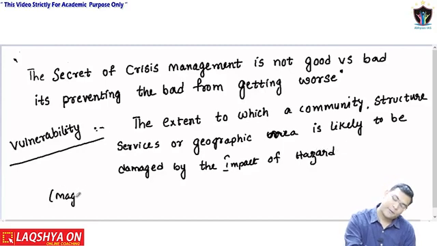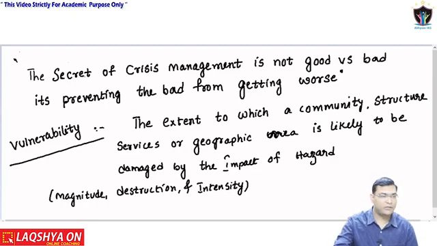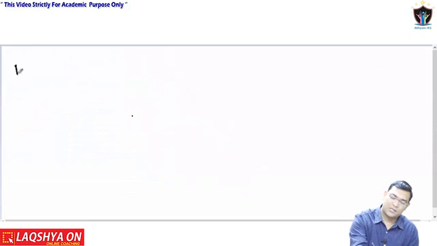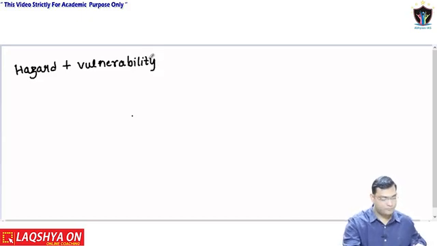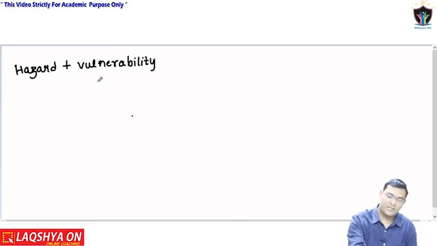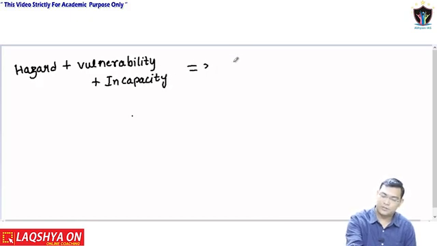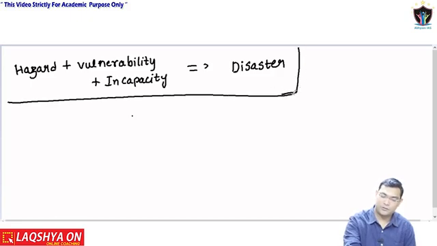Generally it is measured in magnitude, destruction, and intensity. Magnitude, destruction, and intensity. Simply we can write hazard plus vulnerability plus incapacity leads to disaster. This is important. This thing leads to disaster.